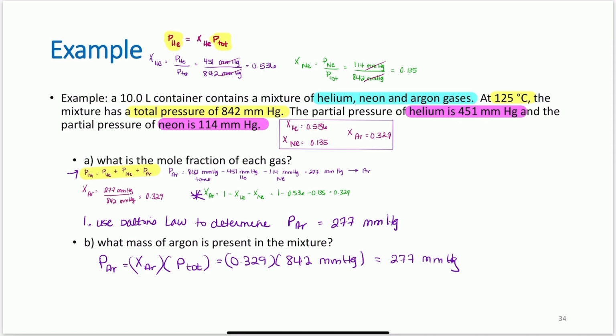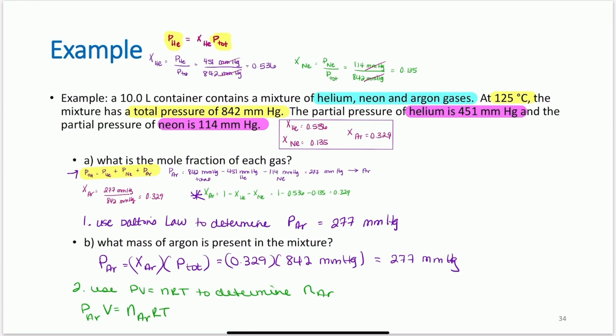Now that I have my partial pressure, I'm going to go ahead and use the PV equals nRT equation, or the ideal gas law, to calculate the number of moles of argon I have. I want to get to mass of argon. I need to get to moles first. So second, use PV equals nRT to determine moles of argon. So the pressure of argon times the volume of the total system is equal to the number of moles of argon times R times T.